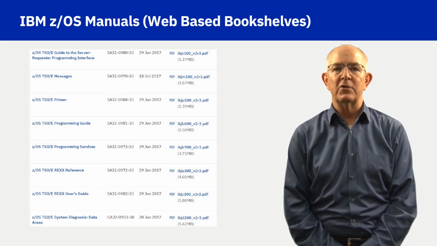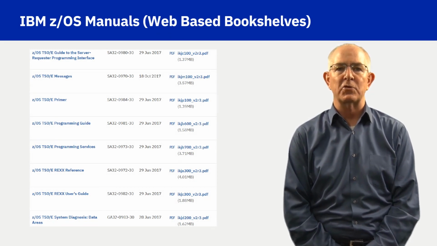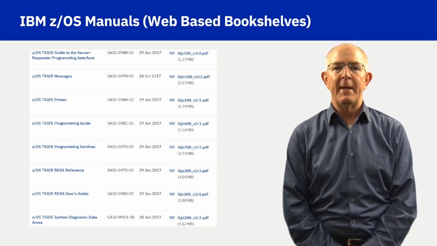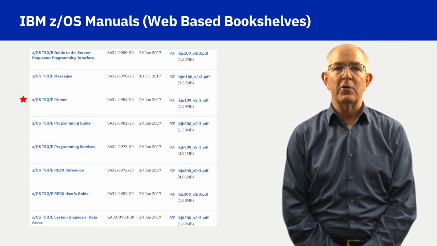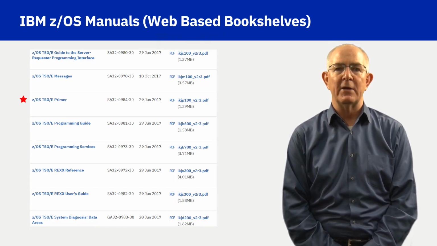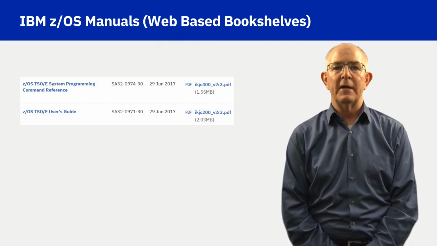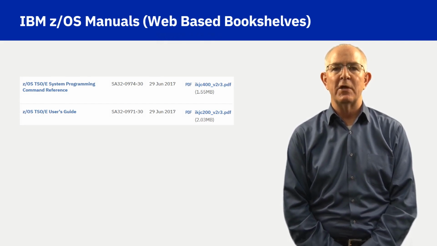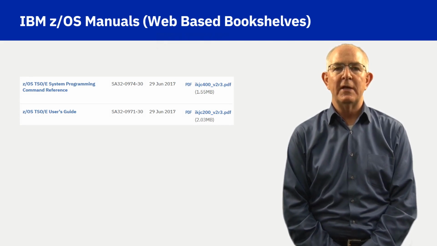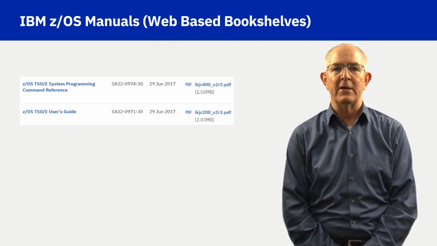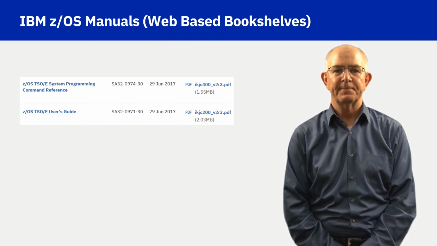The chart is a continuation of the TSO bookshelf. One of the manuals is the ZOS TSOE primer. If you are new to ZOS and TSO, this would be the best manual to start your learning journey. The chart is another continuation of the ZOS TSOE bookshelf. As you observed, TSO has several professional manuals to advance your TSO knowledge and skill level.